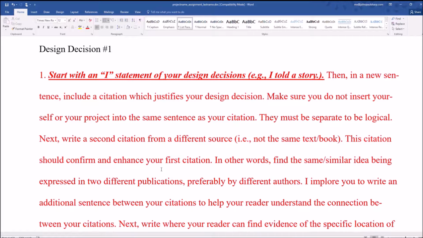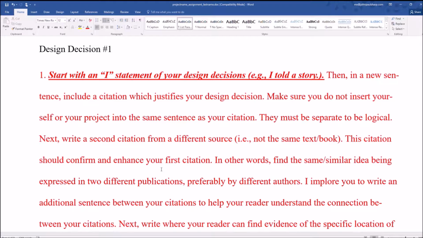Your third component is a second citation from a different source, probably another one of the other required reading texts that you have, or one of the optional reading texts perhaps. But the second citation needs to confirm and further justify your design decision. So the 2 citations, while they come from separate sources, they should both connect to your justification for your design decision. And we're going to look at a really good example here in a second.